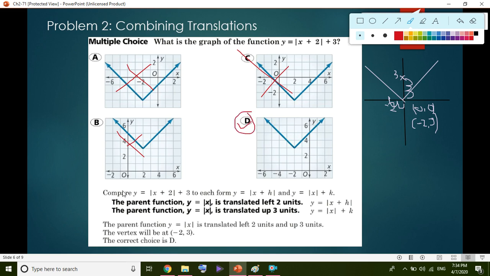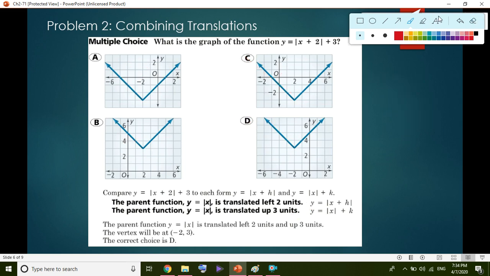Now let's see what they wrote. The parent function is translated 2 units to the left, as we said. Then the parent function is translated 3 units up. The vertex will be negative 2, 3, as we said. Then the correct choice will be D, as we answered.